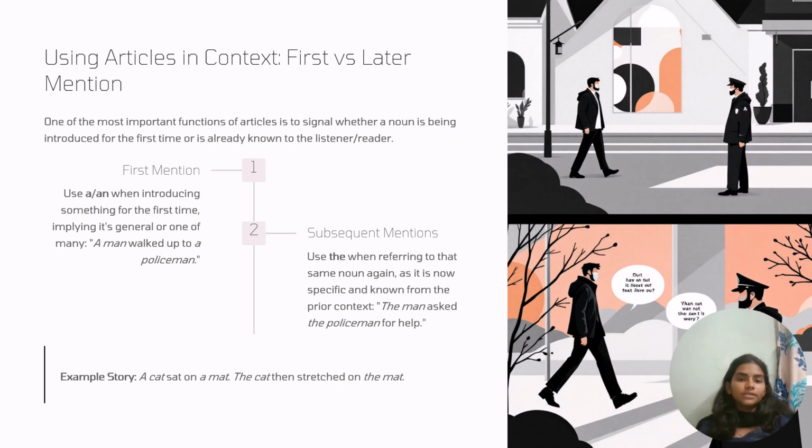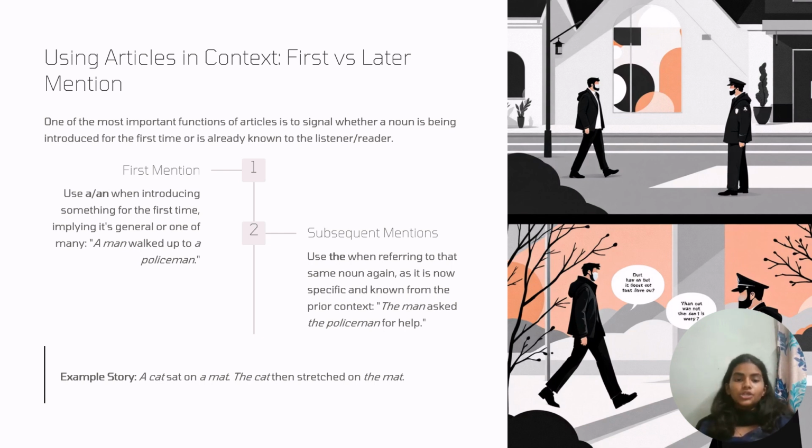Using articles in context: first versus subsequent mention. One of the most important functions of articles is to signal whether a noun is being introduced for the first time or is already known to the listener or reader. First mention: use a or an when introducing someone for the first time, implying it's general or one of many, for example, a man walked up to a police station. Here we are discussing a man for the first time, so we use a before man.